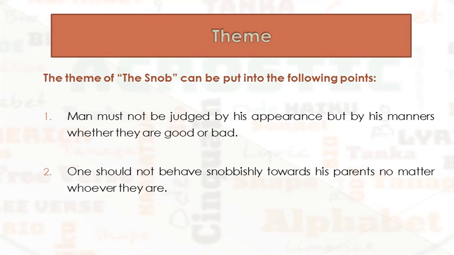Number two, one should not behave snobbishly towards his parents, no matter who they are, like John Harcourt and his behavior towards his father when he met him at the bookstore, and then he ignored him because of his shabby clothes, in order not to be embarrassed in front of his girlfriend.